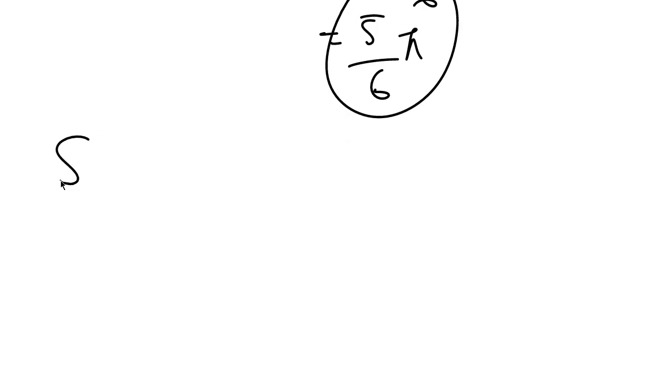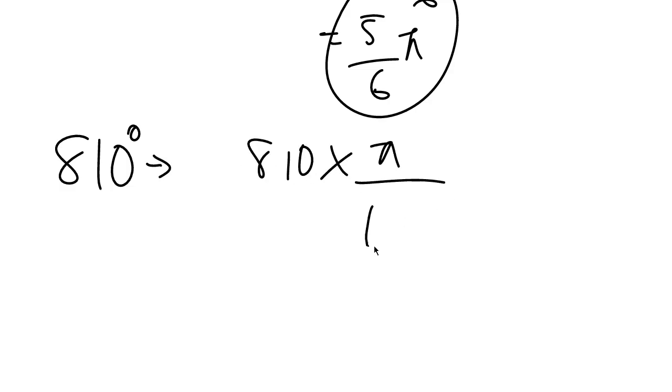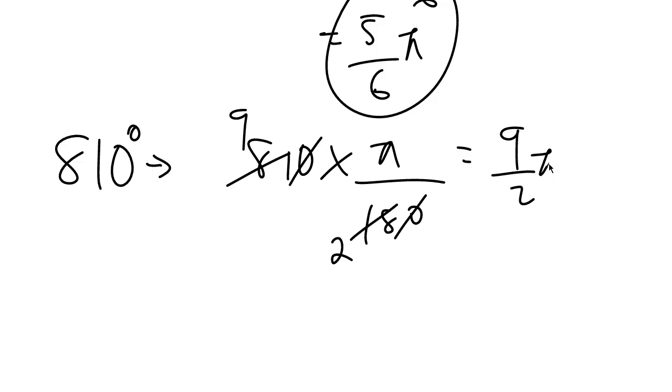So let's say I'm given this in the exam, 810 degrees. I'm asked to convert it to radians. What are you going to have? It's going to be 810 multiplied by pi over 180. This cancels this. 9 can go into this to give us what? 9 can go into this to give us 2, and that's 9 over 2 pi.